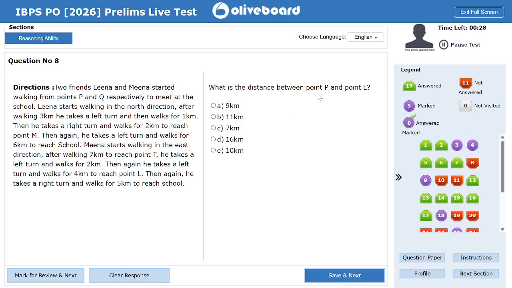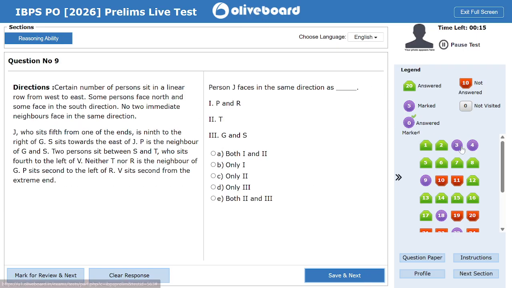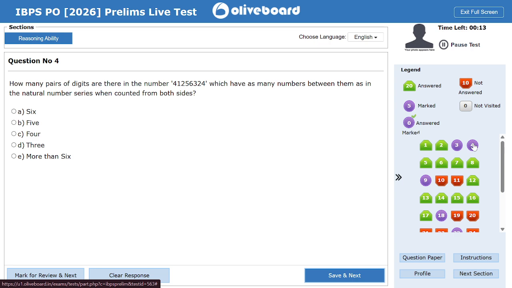What is the distance between P and L? P and L का जो distance है 4 और 2 6 7 kilometer. Okay, ये कर लेते हैं. So 4 1 2 5 6 3 2 4 5 6 7 8 9 10 2 1 2 2 3 4.